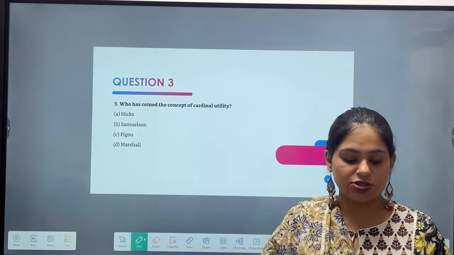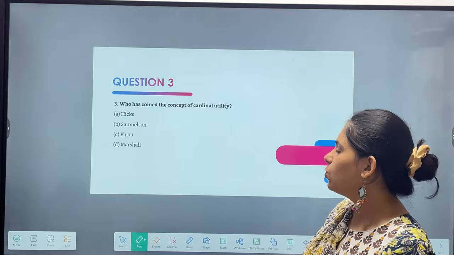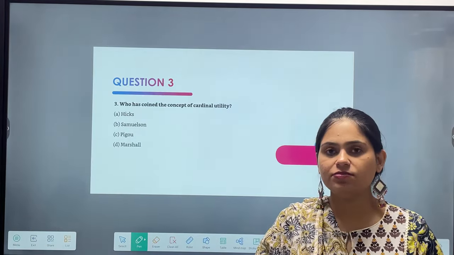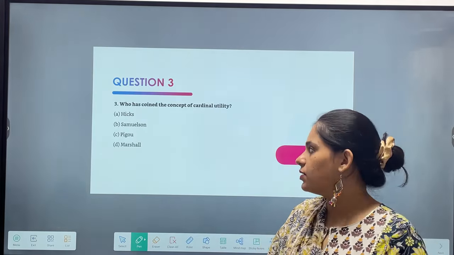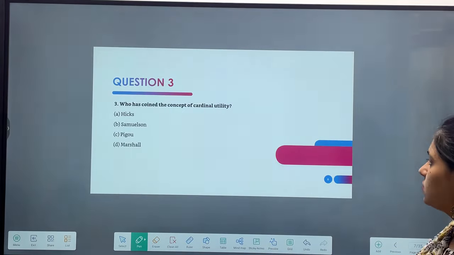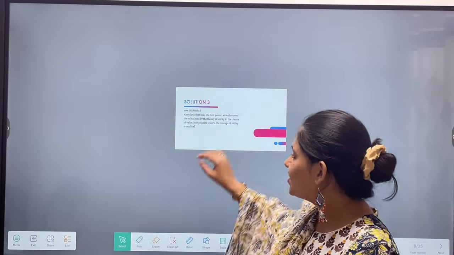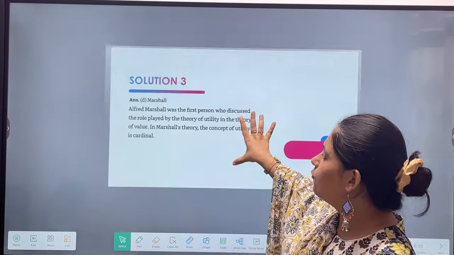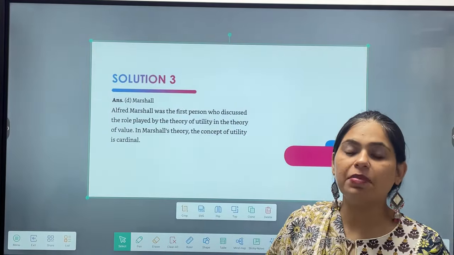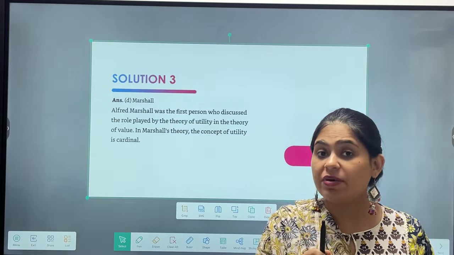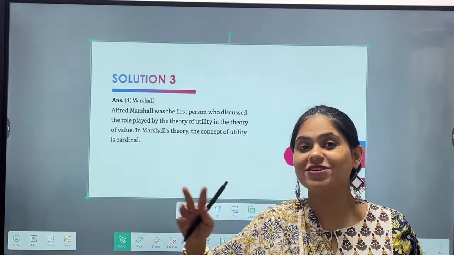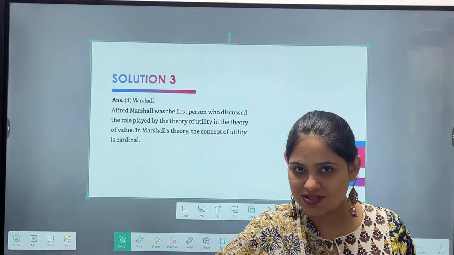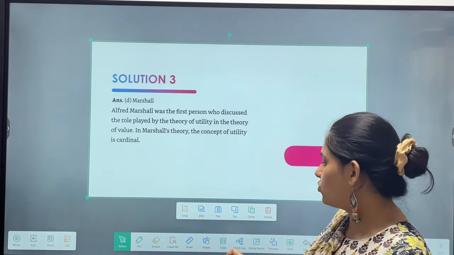Okay, you're saying Hicks. Let's see. So, the term cardinal utility was first given by Marshall. Remember, I am not asking who derived indifference curve, who derived ordinal concept. No. Cardinality. So remember that cardinal utility was given by Marshall.